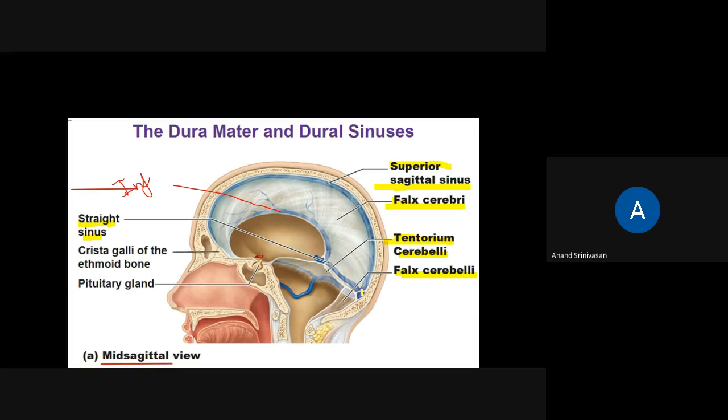Now this straight sinus and the superior sagittal sinus, they both join together and then they go along the top of the tentorium cerebelli, and that's called the sigmoid sinus. Okay, it's called the sigmoid sinus.